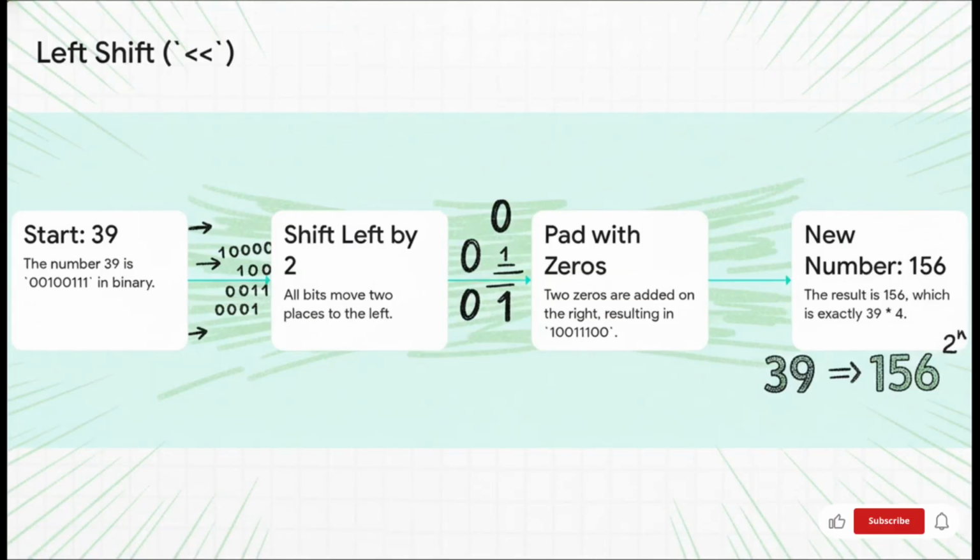Now, for those shift operators. Shifting left is just fascinating. When we take the number 39 and shift its bits left by 2 places, every bit scoots over and we just fill the empty spots on the right with zeros. And the new number is 156. Now, notice something? 156 is exactly 39 times 4, or 39 times 2 to the power of 2. So left shifting is actually a lightning-fast way to multiply by powers of 2.